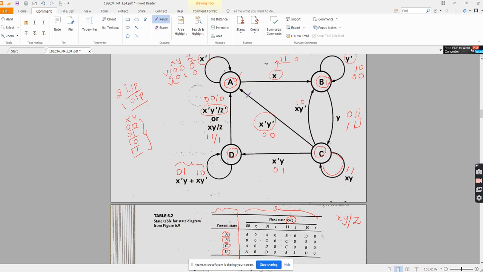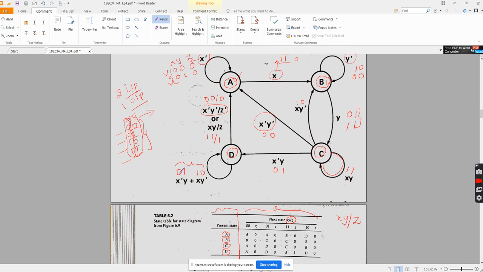2 raised to n variable. Actually, how many states are there? 4 states are there. For representing 4 states, how many binary numbers do you need? 2 is enough, 0 1 2 3. So for representing 4 states I need 2 binary numbers. One is representing this, one is representing this. 2 binary numbers are more than enough for representing states A, B, C, and D.